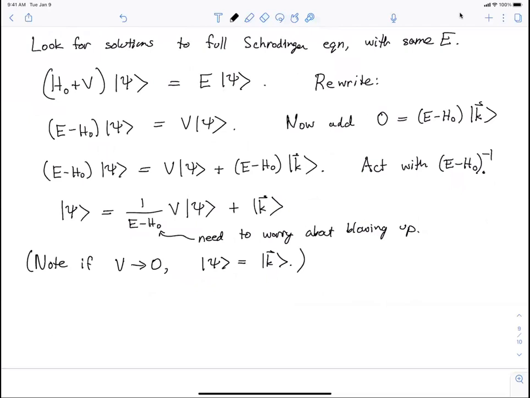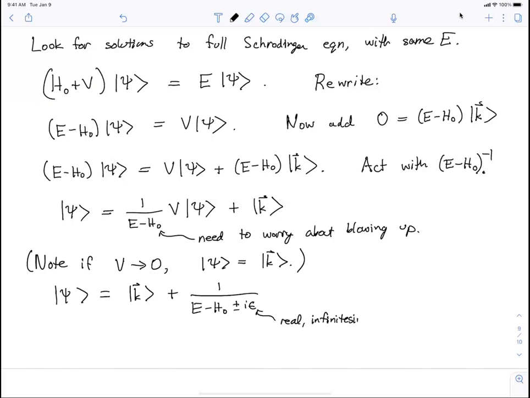Okay, now to make sure this denominator doesn't cause a problem, what we're going to do is deform the energy into the complex plane by an infinitesimal amount. And so I'm going to write psi equals k plus one over E minus H zero plus or minus i epsilon, where epsilon is infinitesimal. In fact, it's a real infinitesimal thing. We're just going to put it there to make sure nothing blows up. We're not dividing by zero. And then at the end, we're going to take it to zero. Okay, and then that's acting on V times psi.